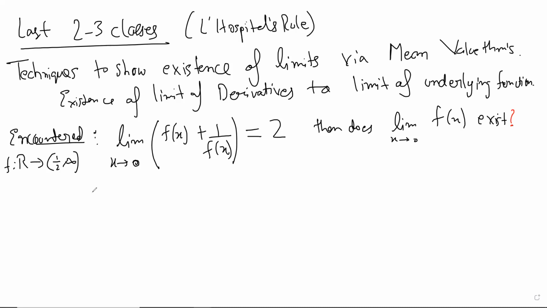So f plus 1 by f, together it goes to 2. But then does it imply that f must go somewhere? Obviously, if it goes somewhere, it has to go to 1. That is very simple. But the main question is, does it exist?